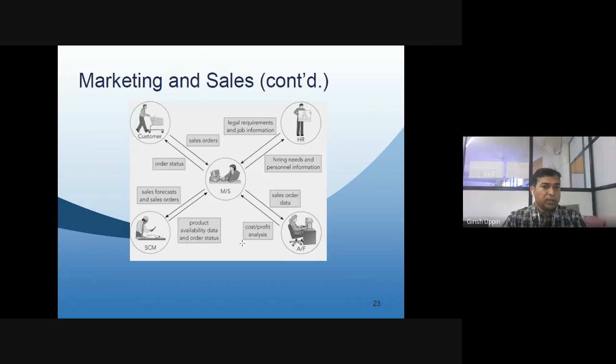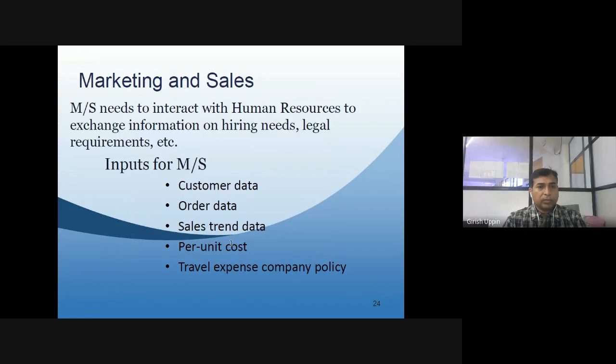And what is the output from that department that is expected for marketing and sales? Cost and profit analysis. Then for supply chain management, they provide the sales forecast and sales orders. Then these people will give the information about the product availability and the order status. Marketing and sales needs to interact with the human resource to exchange information on hiring needs, legal requirements, etc. So what are the inputs? Customer data, order data, sales trend data, per unit cost, travel expenses, company policy.